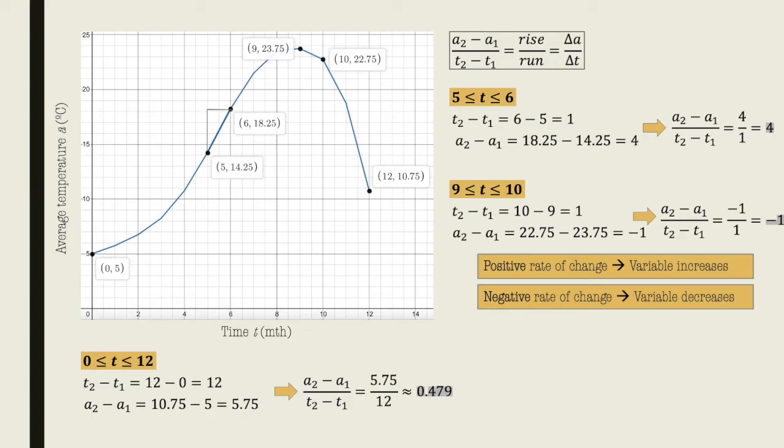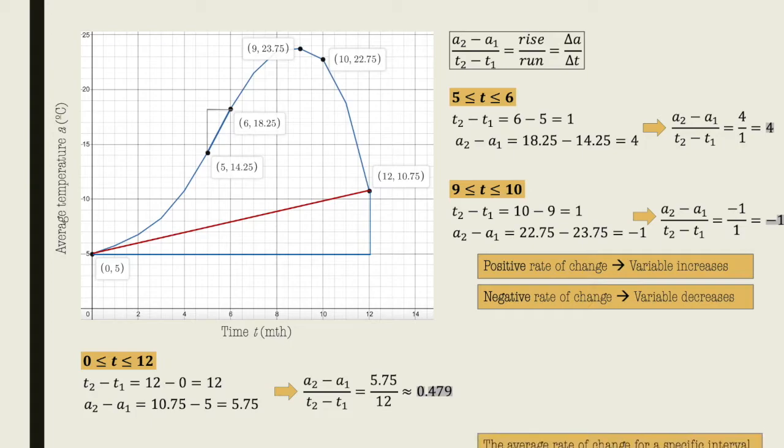Effectively, we have once again divided rise by run, and created this diagonal straight line passing through the endpoints, whose gradient is the average of all gradients in this weirdly shaped curve. That is why we refer to it as average rate of change. It is an average of all rates of change in that interval.